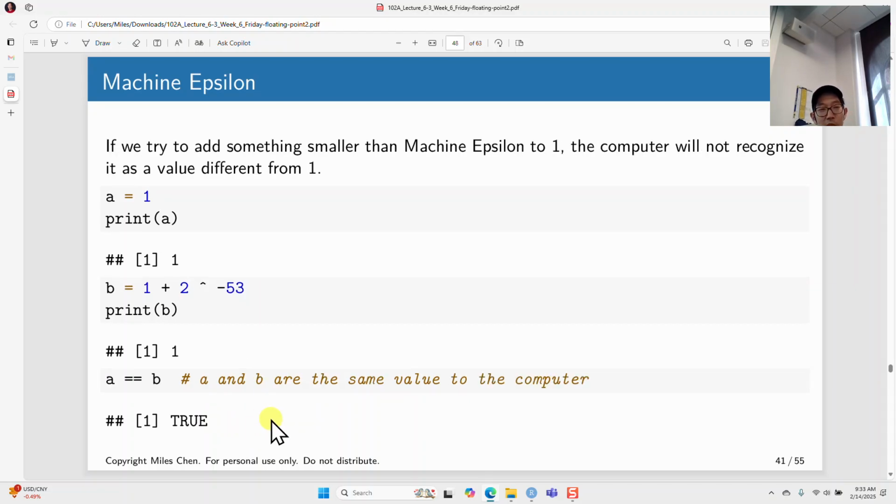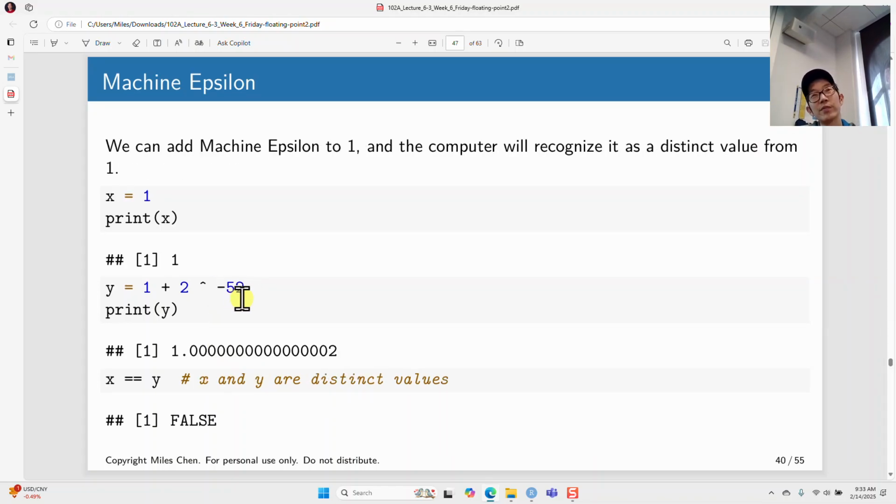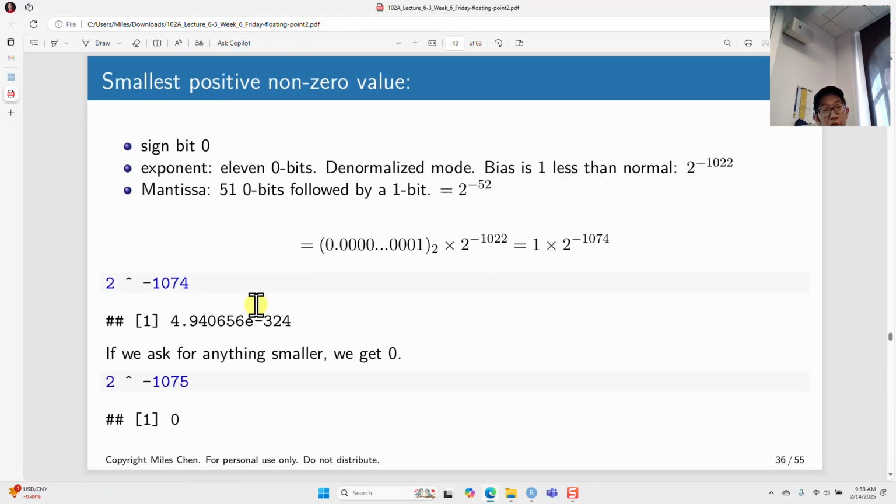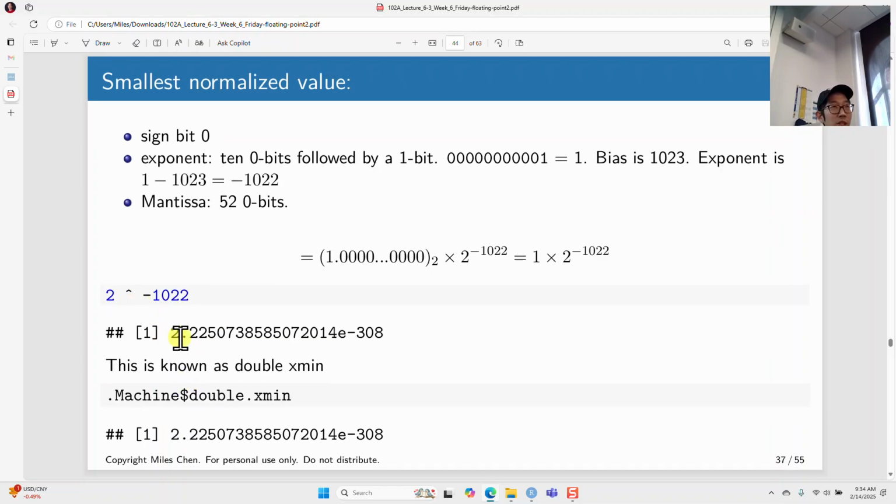Okay. If I try to add anything smaller than 2 to the negative 52, like if I try to add 2 to the negative 53, the computer can't do this. Here I say a is the number 1, b is the number 1 plus 2 to the negative 53. Now remember, the computer is able to represent really small numbers. It can represent 2 to the negative 53 because it can represent 2 to the negative 1074. It can represent 2 to the negative 1022.